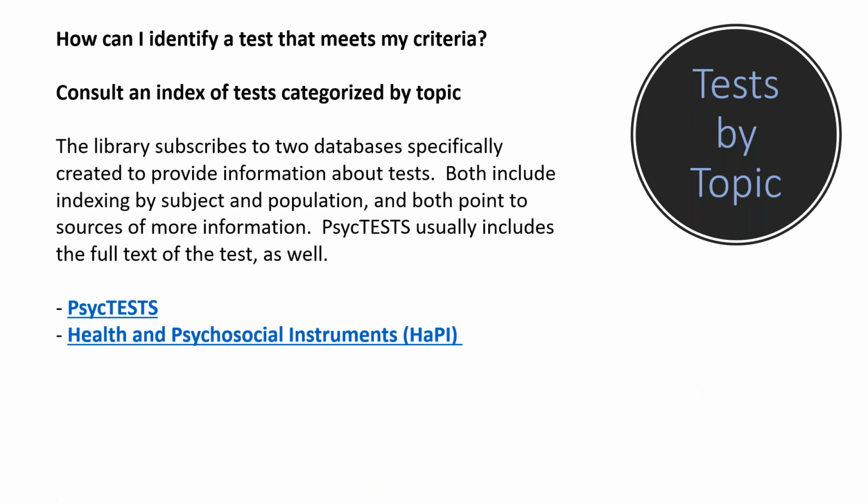All right. So the library subscribes to two databases specifically created to provide information about tests. These include indexing by subject and population, and both point to sources of more information. So PsycTests usually includes the full text of the test as well, but not always. And the Health and Psychosocial Instruments database also provides some full text, but not always. So these are really good databases for finding those unpublished or experimental measures. And you can find those under the databases A through Z list.